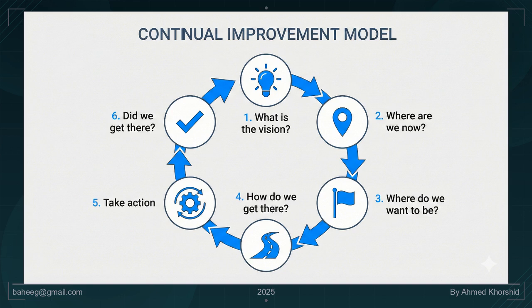Figure: extra detailed AI-ready prompt for AI-generated diagram showing a circular, 6-step flowchart arranged in a clockwise cycle. The steps are: 1. What is the vision? A light bulb icon. 2. Where are we now? A map pin. 3. Where do we want to be? A flag. 4. How do we get there? A winding road. 5. Take action, a gear in motion. 6. Did we get there? A check mark. The cycle then arrows back to "Where are we now?" The design is clean and modern with a single accent color for the icons and arrows on a light background.